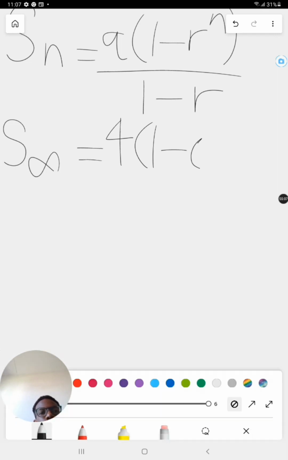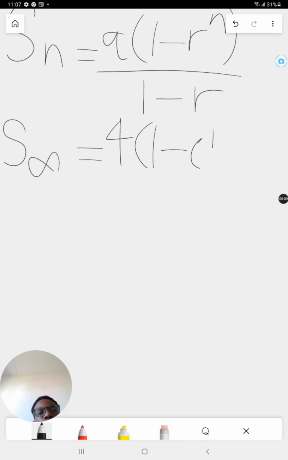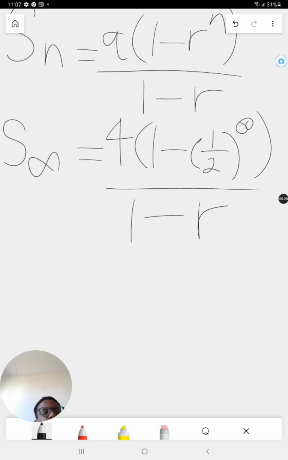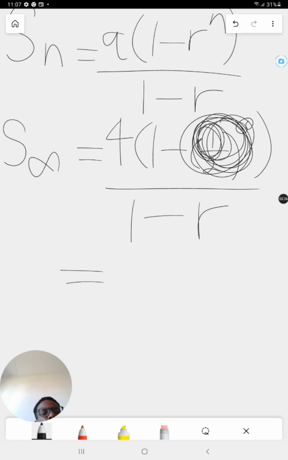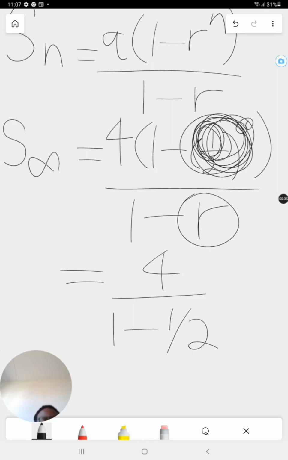So our r is 1 over 2, to the power of infinity, all over 1 minus r. And then we know that this is 0. This is going to be very close to 0, so it's a waste of time including it there. So all we've got is 4 over 1 minus 1 over 2, because r is 1 over 2. And then we can solve this.